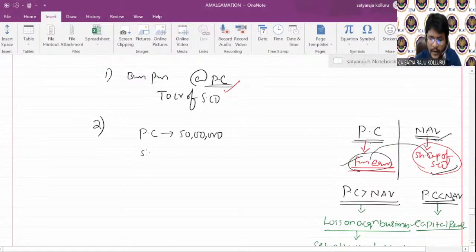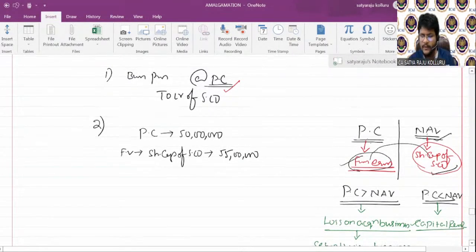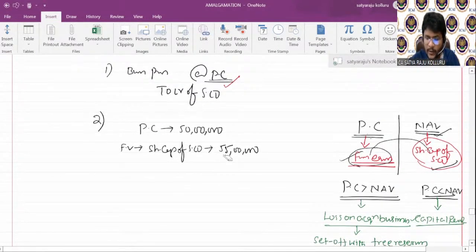And share capital, I mean to say the face value of share capital of the selling company. Let us assume 55 lakhs. Now the situation is, let me take 45, not 55, 45 lakhs.